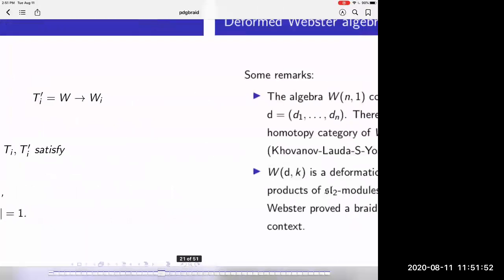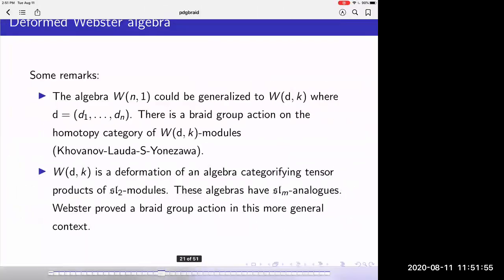Okay, and so just a couple more remarks, maybe before the break. As I mentioned, these algebras are just special cases of more general algebras. So this algebra Wn1, where again n corresponds to the number of red strands, and 1 just corresponds to the one black strand, could be generalized to W bold dk, where d is a tuple of natural numbers. And one could show that there's a braid group action on the homotopy category of WDK modules. And this was joint work with Khovanov, Lauda, and Yonezawa.